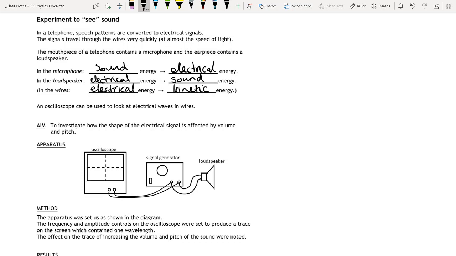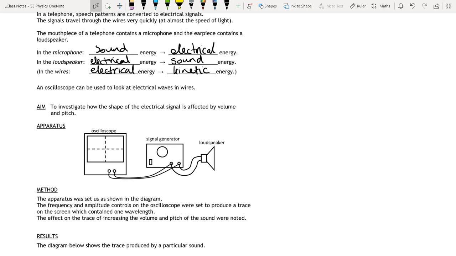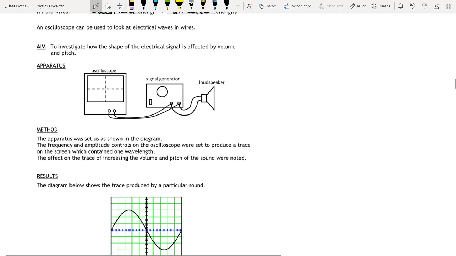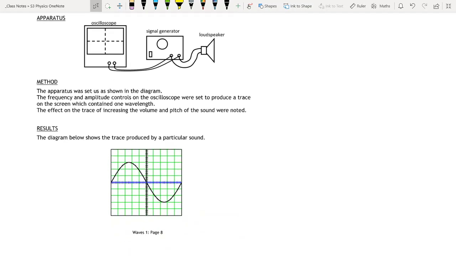Okay, so as I said, it's not particularly great from the front if I just have an oscilloscope at the front, but I'll request another one for next lesson in case anyone hasn't seen an oscilloscope. But we're going to look at a video recording of an oscilloscope. So, oscilloscope and signal generator. Okay, and the results, this is just a normal trace, in case we just had a particular sound.